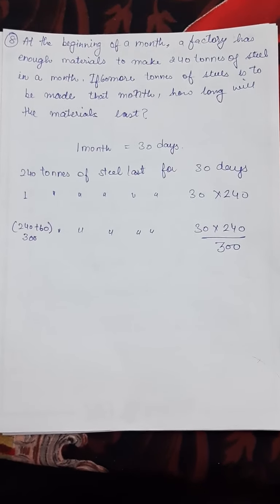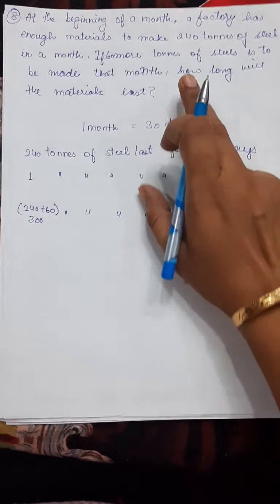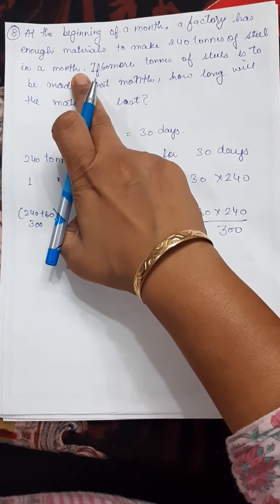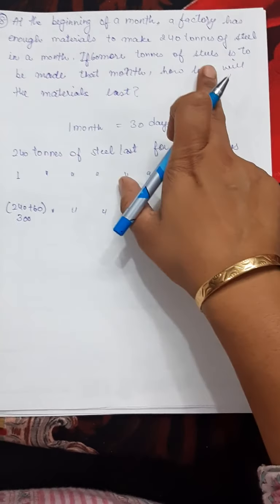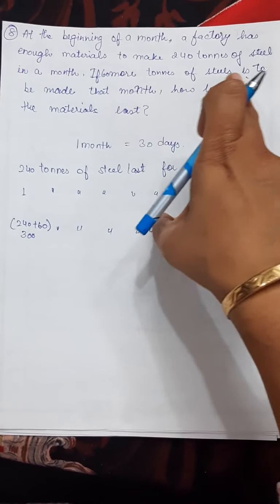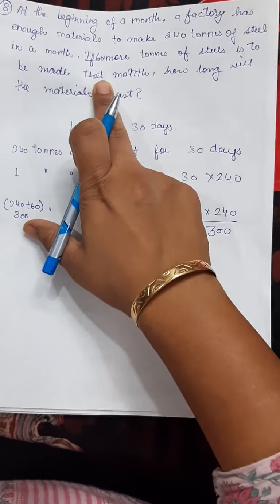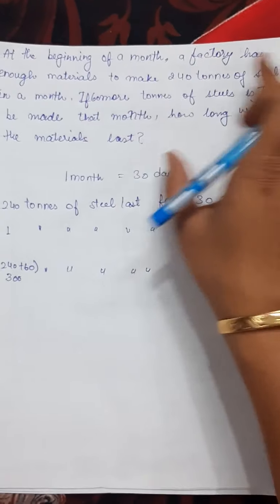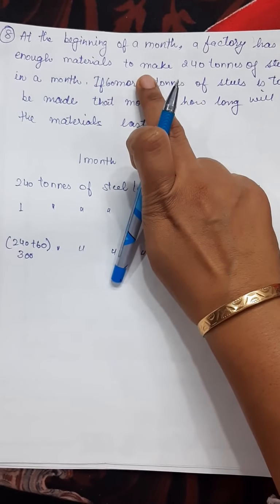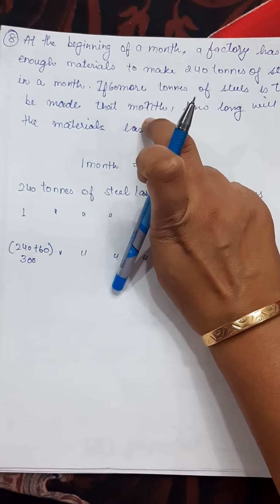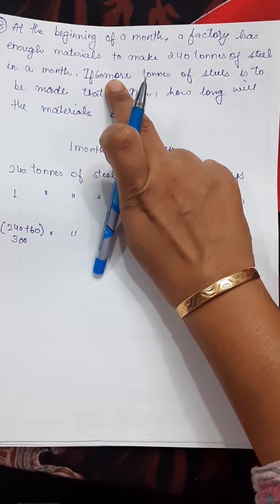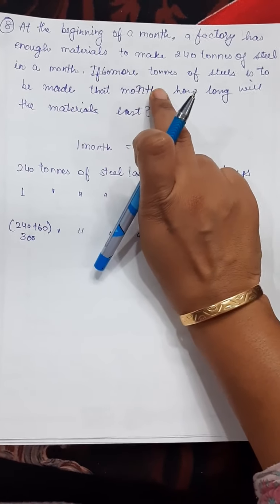Okay, let us proceed to the next question. At the beginning of a month, a factory has enough material to make 240 tons of steel in a month. Enough material is there for a month, which is 240 tons. If 60 more tons of steel is to be made, it means I'm increasing the production by 60 more. Earlier, how much production was there? 240. Now, how much am I going to increase? It is increased by 60 more, which means 240 plus 60. In a month, 300 tons of steel is to be produced.